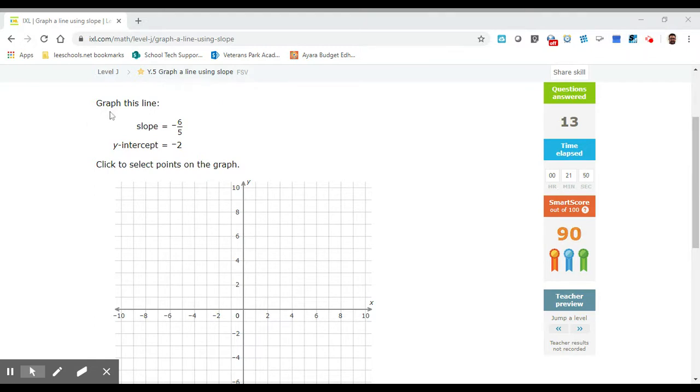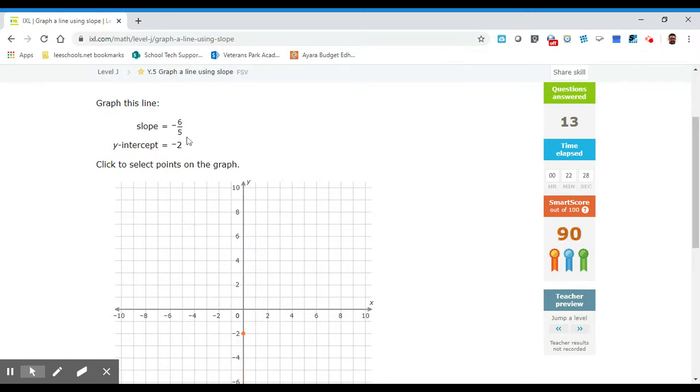Let's get started. So graph this line, and it gives us the slope, and it gives us the y-intercept. So instead of giving us y equals mx plus b, it has the slope of -6/5 and the y-intercept of -2. So what we can do is we can use our y-intercept to start and plot a point. So let's go to our y-axis, and the y-intercept is the point where the line will cross the y-axis. So I'm going to put a point at -2 on the y-axis.